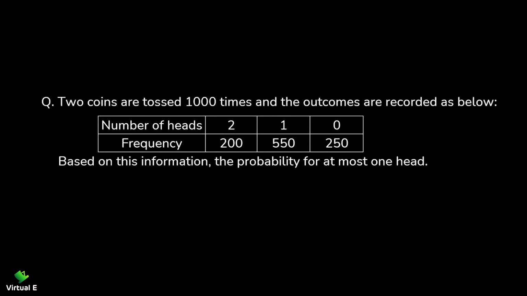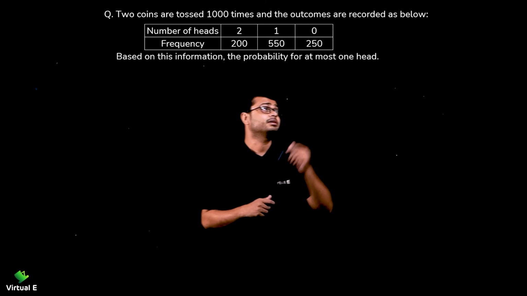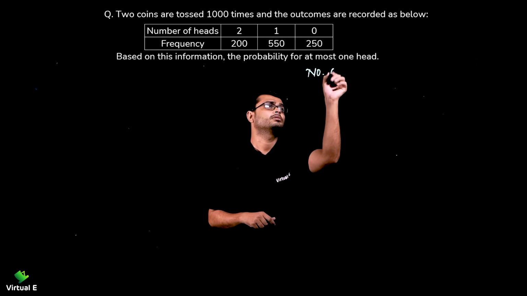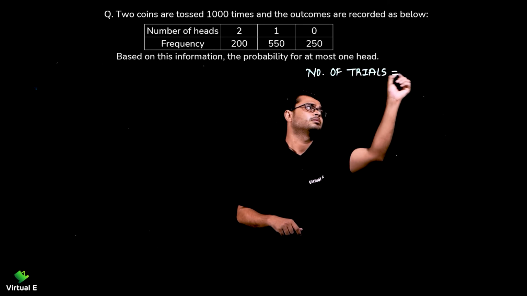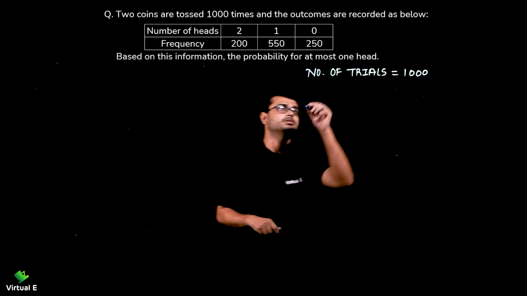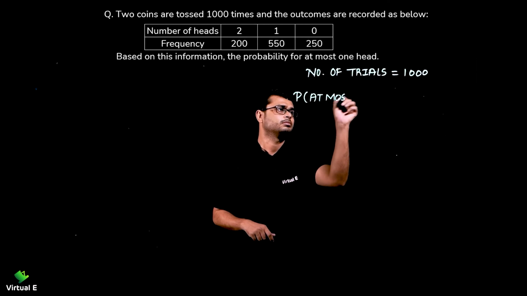Let's start. 2 coins are tossed 1000 times and the outcomes are recorded as below. Number of heads given: 210, 200, 550, 250. Find the probability for at most 1 head. First of all, let's write the number of trials. How many are there? 1000. So the number of trials is equal to 1000.